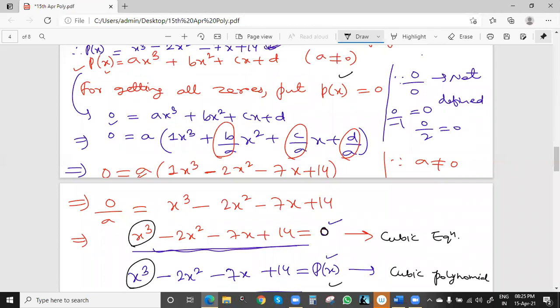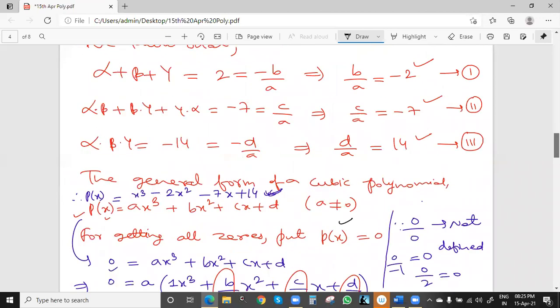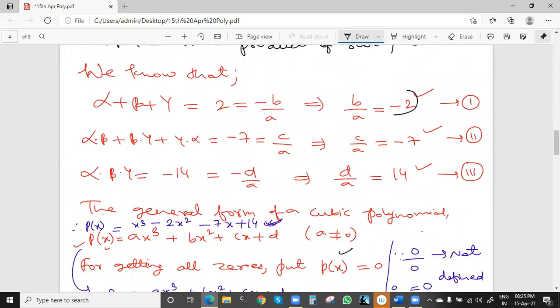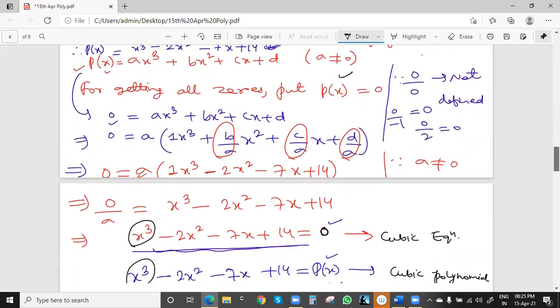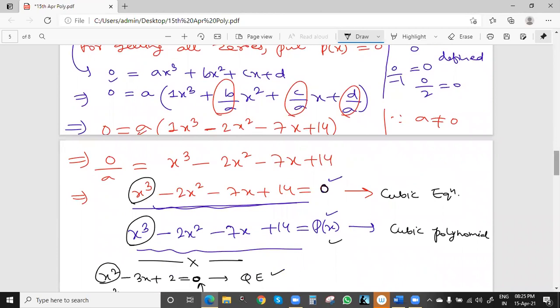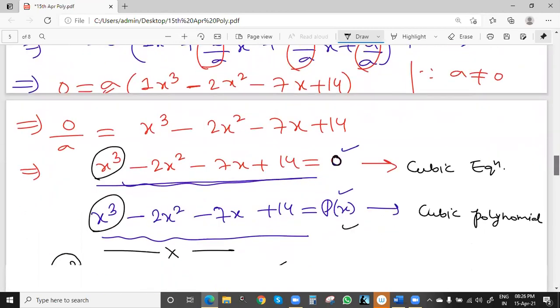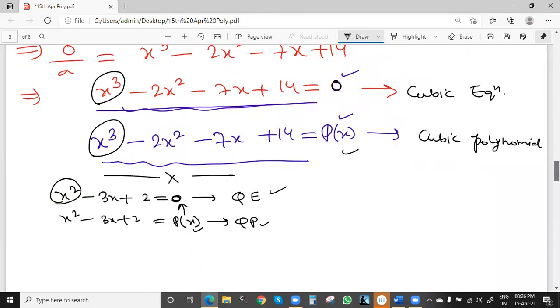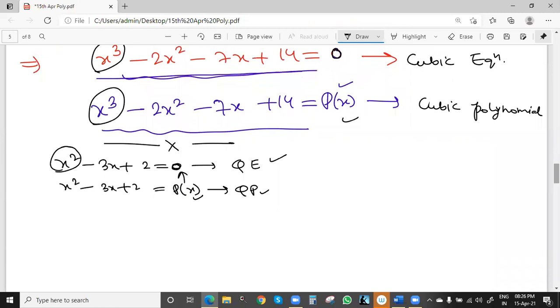We will take a common, then we will have b by a, c by a, d by a. We'll put the b by a, c by a, d by a values from the given condition: b by a is minus 2, c by a is minus 7, d by a is 14, to obtain this cubic equation, because 0 by a will be 0. Then finally we replace 0 with px to obtain this final cubic polynomial. Correct. Now we see the next question, question number 3 from this optional exercise.